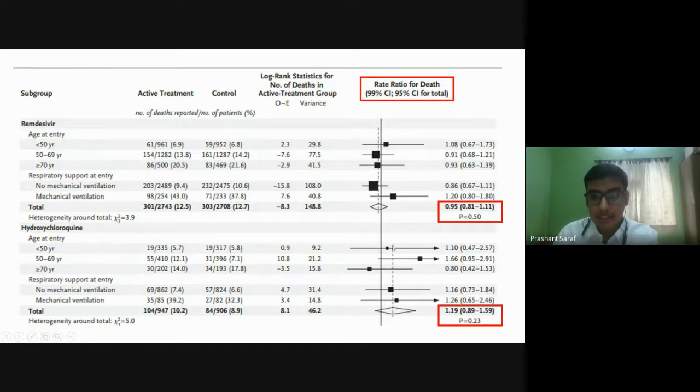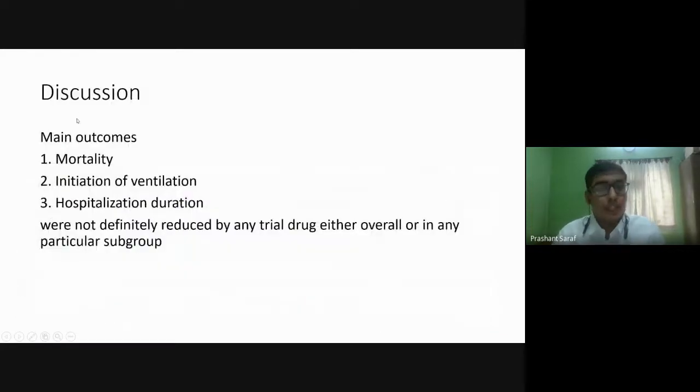As you can see, this is the stratified average for all the subgroups. So it indicates that the control is better. For remdesivir, it still indicates that the treatment is slightly better because the rate is less than 1. So coming to discussion, the main outcomes were mortality, initiation of ventilation, and hospitalization duration. We have seen the results of the mortality.